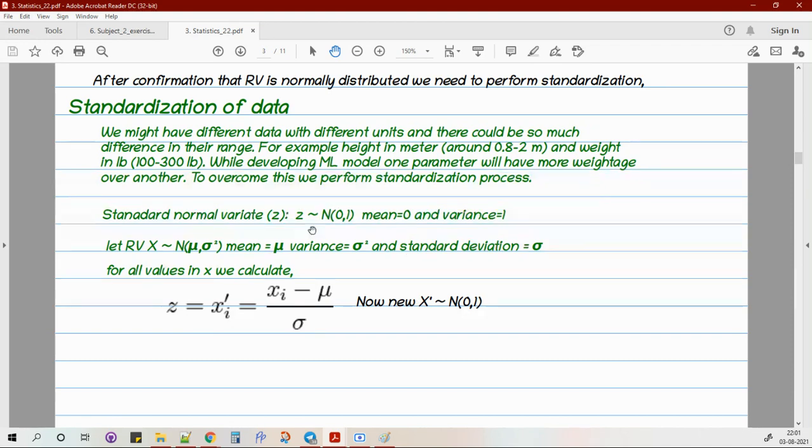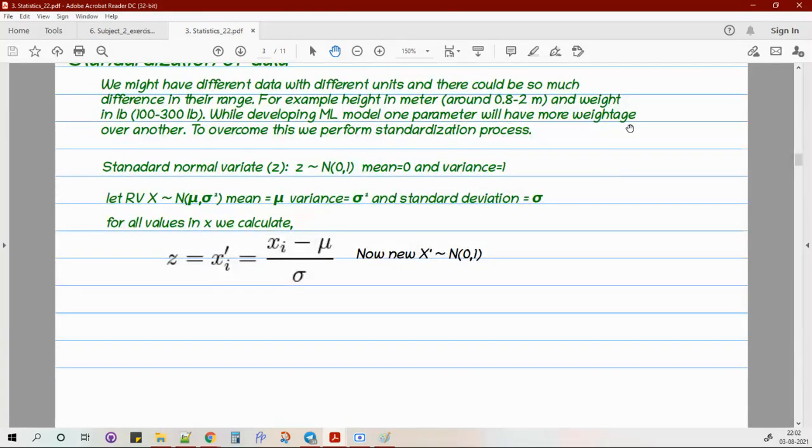So how to calculate the standard normal variate? It is denoted as z, or you can say z value. For all the xi we are calculating z. It's not for the whole data set; for each point we are doing xi minus mu divided by sigma. So mu is mean, sigma is standard deviation, right? So this is z. We will perform this for all the values of xi in that particular column, or you can say feature, to standardize that feature, basically.